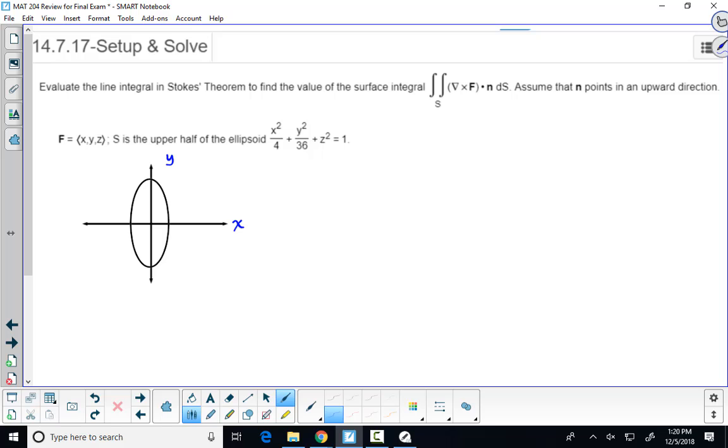Hemi-ellipsoid. Well, I guess we would call it a hemi-ellipsoid, because you call it a hemisphere. It's a hemisoid. Yeah. Hemisoid.